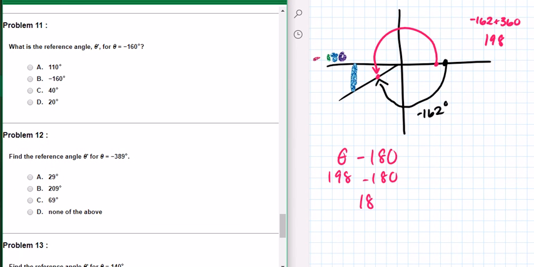What is the reference angle for negative 160? That's going to be very similar, still falls in that 3rd quadrant there, and instead it is going to be 20 degrees.